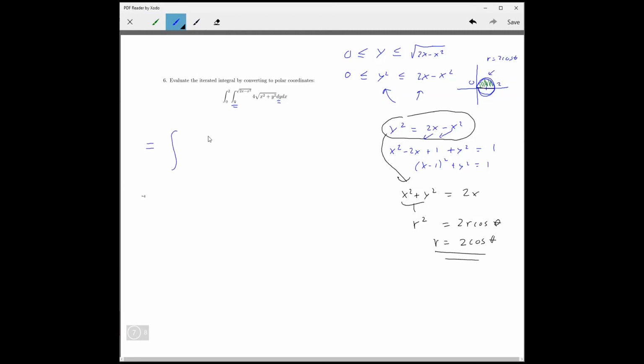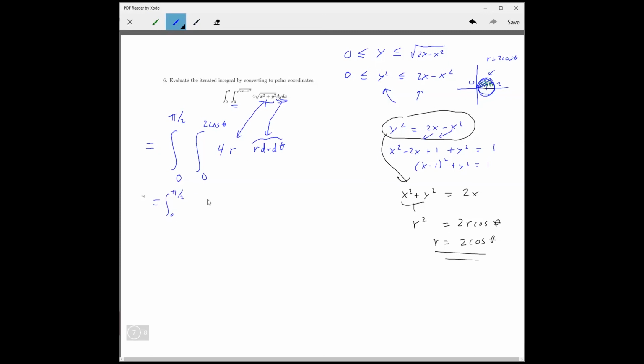So that gives us an idea of how to integrate this. r goes from 0 to 2 cosine theta, and those different values will sweep out that area. And then if we let theta go from 0 to π/2, we'll sweep out the whole inside of the upper half of the circle here. And then this is just r, right? So that's 4 times r, and this all becomes r dr dθ. So we have 4r squared.